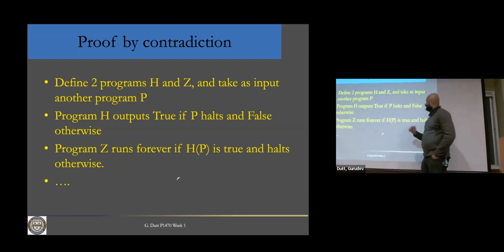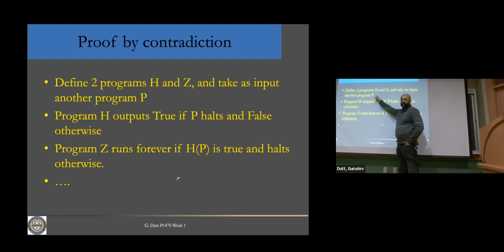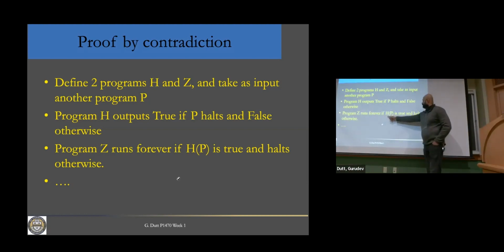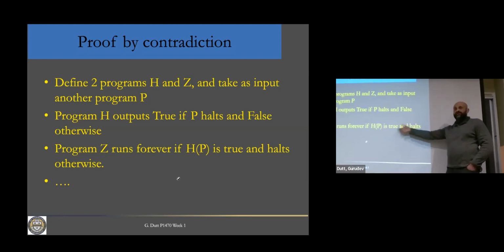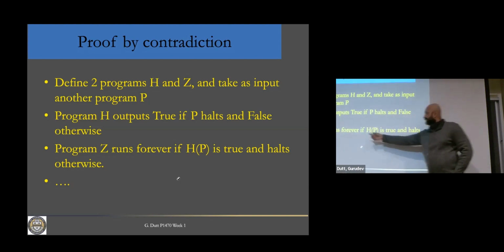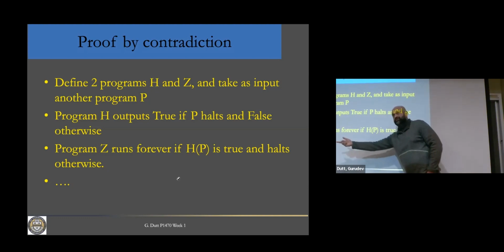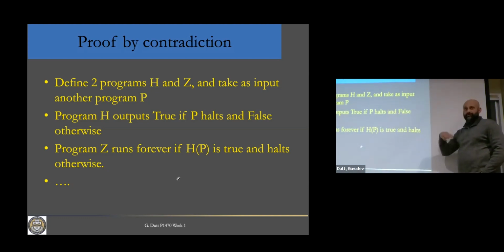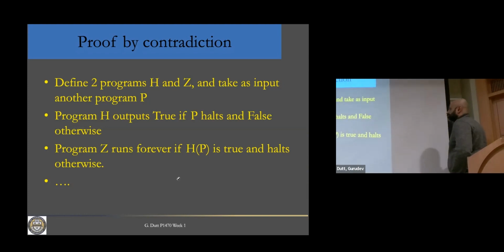Program Z takes an input P and runs forever if H of P is true. That is, if P halts, then H of P is true, and then program Z runs forever. Similarly, it will halt otherwise. So this is the very basic construction. Is that clear to everyone of this proof? Right. So now the proof by contradiction will come along.